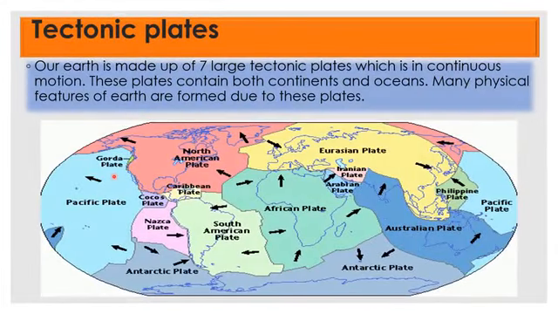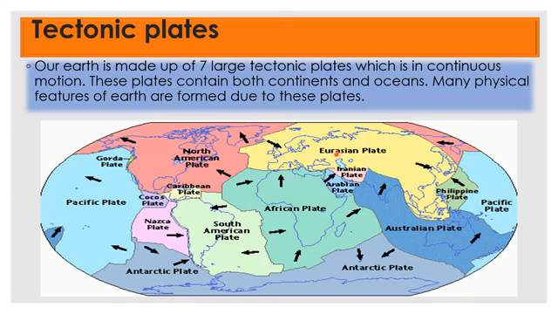The crust and the upper part of the mantle together make the lithosphere, and the lithosphere is broken into many plates. These plates are known as tectonic plates. Our earth is made up of 7 large tectonic plates which are in continuous motion. These plates contain both continents and oceans.